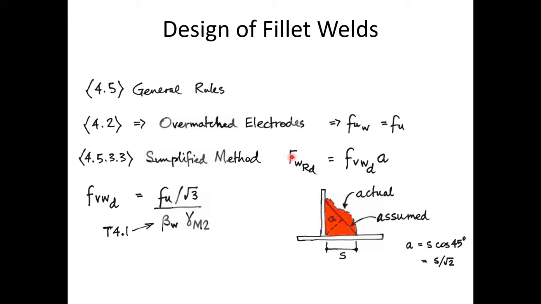So therefore, the simplified method tells us that the resistance of the weld is equal to the shear strength of the weld material times the A. A here being the throat thickness, and the shear resistance of the weld being the strength of the material if we load it axially divided by square root of 3. That's the shear strength, which is what we've used before. We've got this beta W value that we can get from table 4.1, and then we have the partial material factor of safety, which is 1.25.